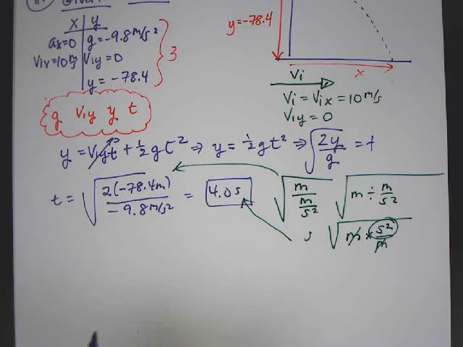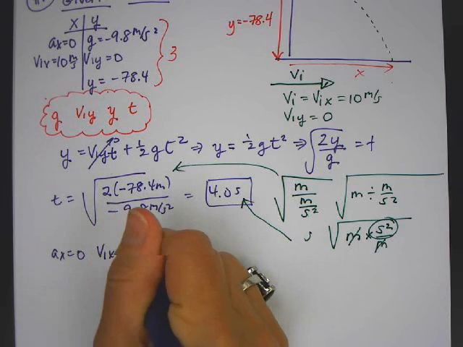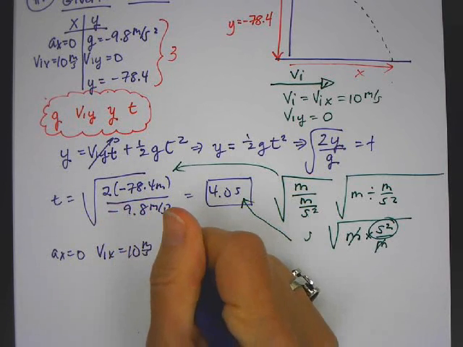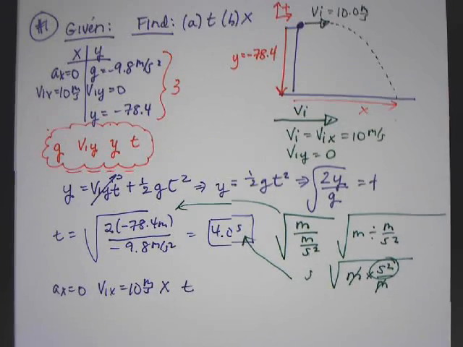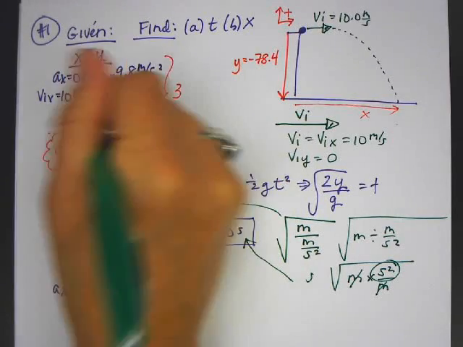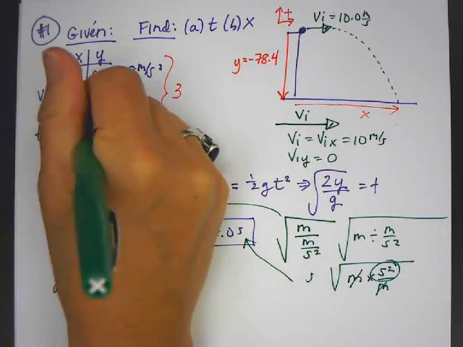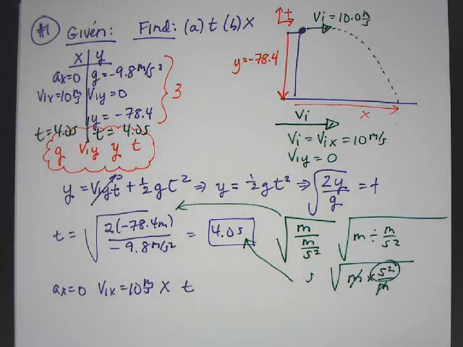So when I'm finding something like x, I can only use the stuff on the x side. So I know ax is 0. I know vix is 10. I want to find x, but I just found the time. Now remember, time is scalar. So once I found the time here was 4 seconds, the time is also 4 seconds on the left side because time is scalar, so it's horizontal and vertical.